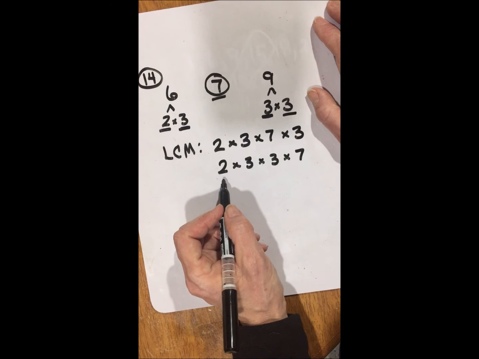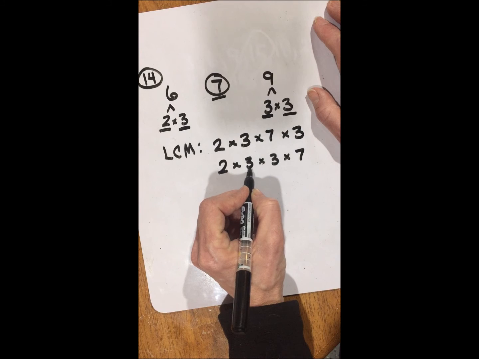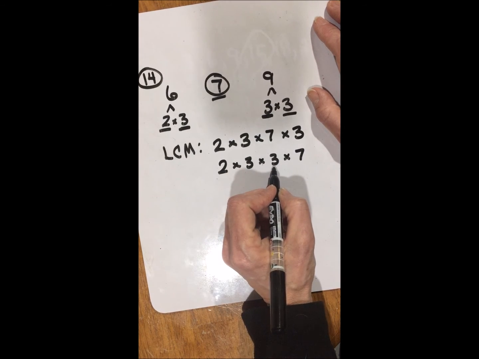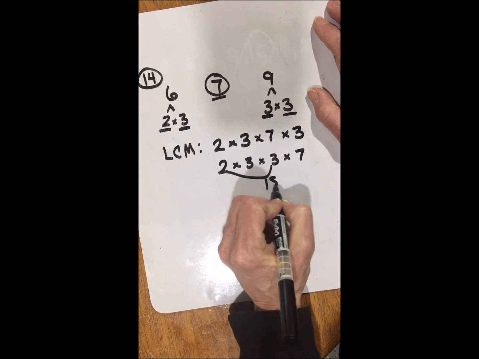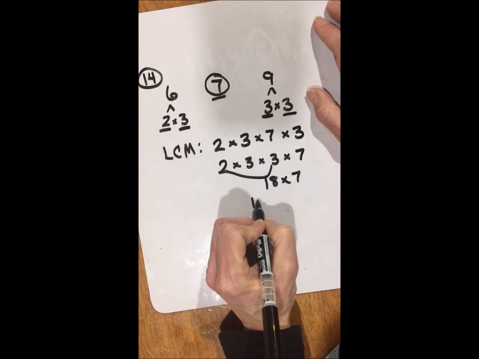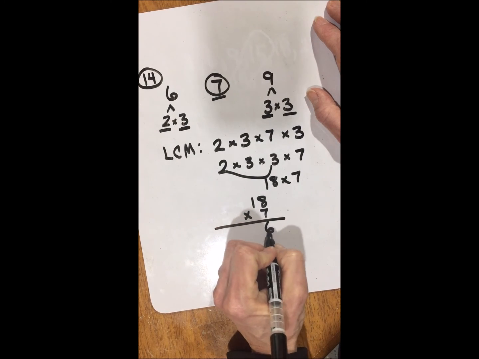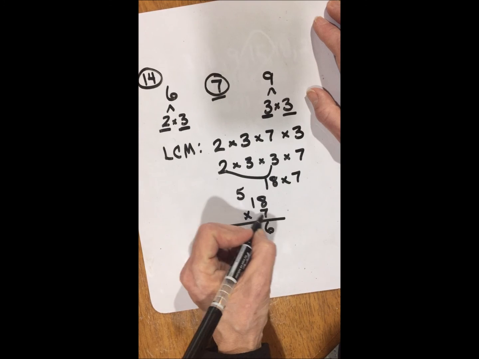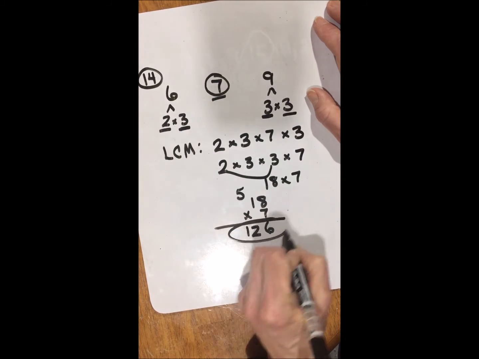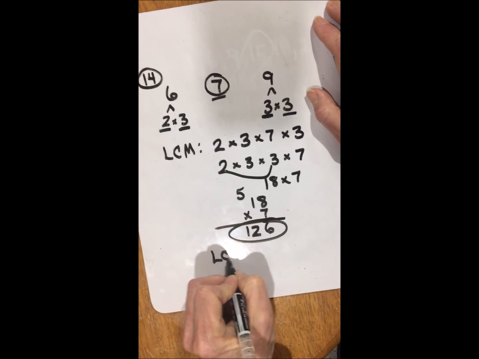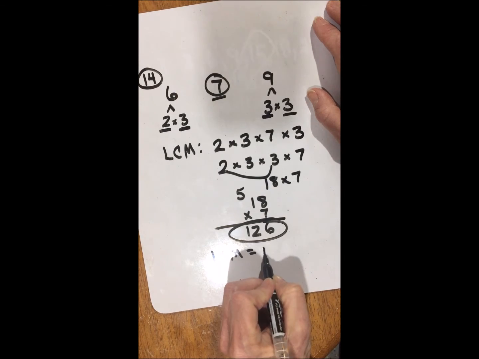And now I need to multiply them all together. I'm going to start with the smaller numbers. 2 times 3 is 6. 6 times 3 is 18. And then times 7. I have to do the work. 7 times 8 is 56. Carry the 5. 7 times 1 is 7. Plus 5 is 12. The lowest common multiple, the LCM, of 6, 7, and 9 equals 126.